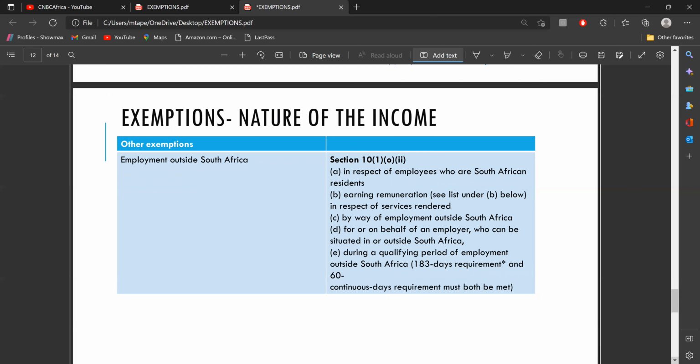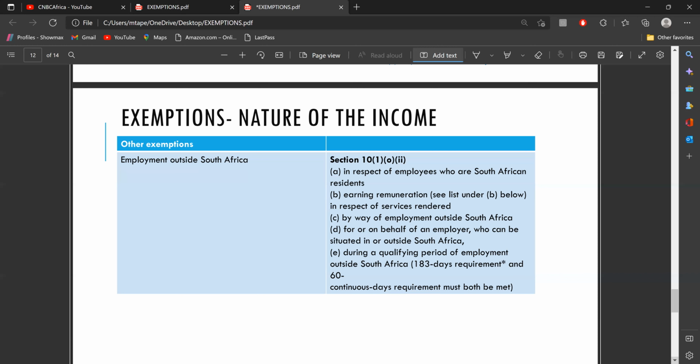Employment outside South Africa is exempt in terms of Section 10(1)(o)(ii), right? So this exemption would be in respect of employees who are South African residents, for any remuneration in respect of services rendered by way of employment outside South Africa for or on behalf of an employer who can be situated in or outside the Republic. So it doesn't really matter where this employer would be situated.